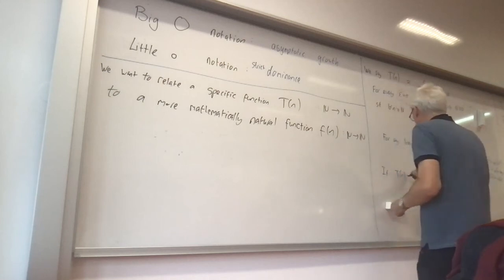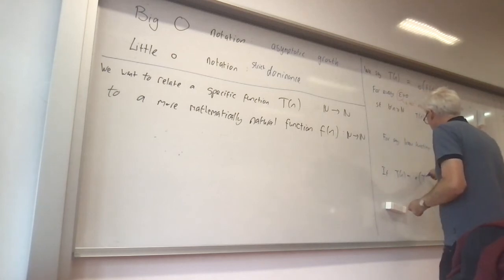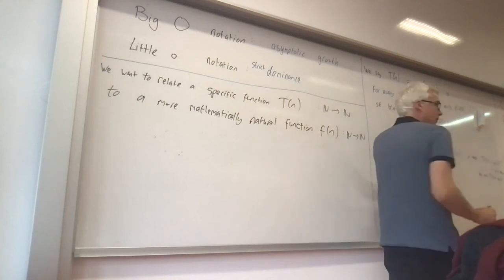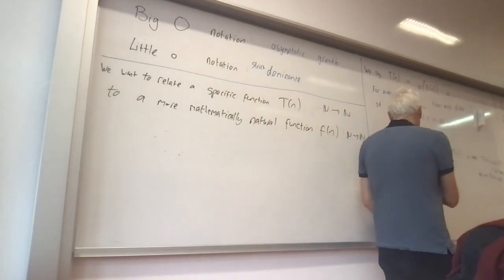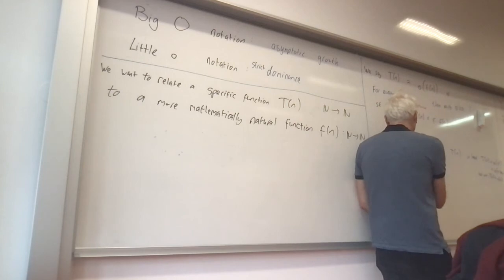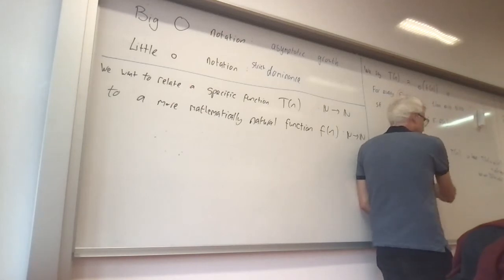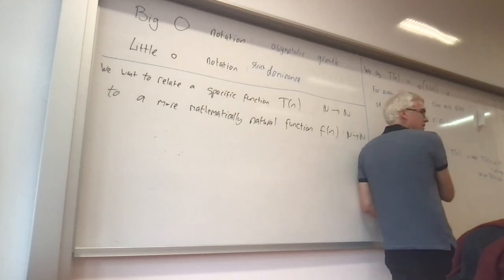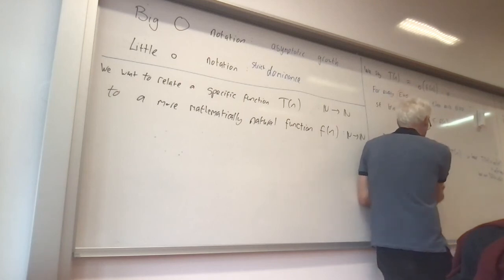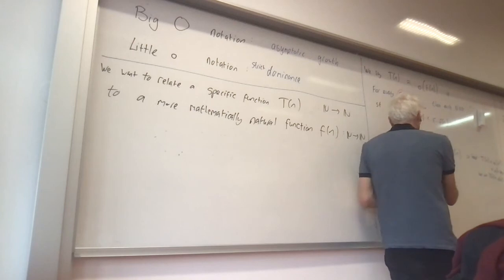So if T of n is little o of T prime of n, where T prime is the second algorithm, then what we know is that asymptotically this algorithm is strictly more efficient than this one. Eventually this function very much dominates this one. However much you try to reduce this function by a constant factor, you'll always eventually get above T of n. Whereas with big O, they can be comparable.